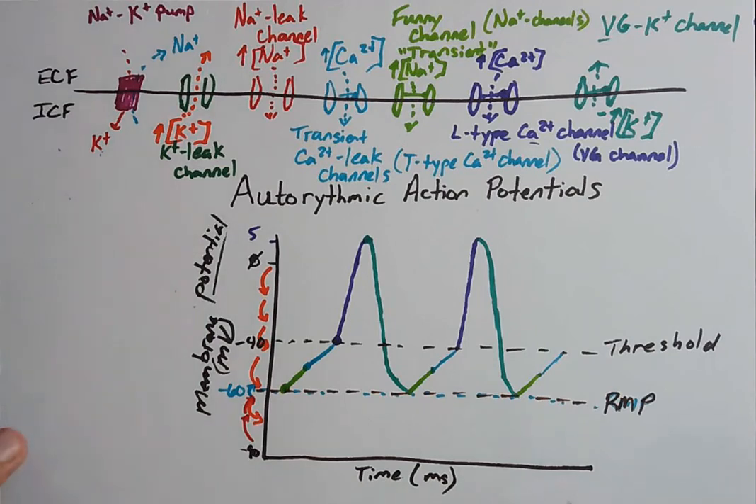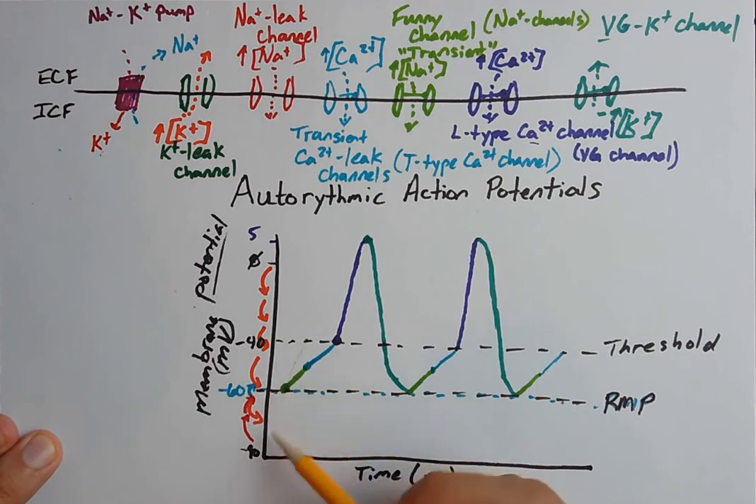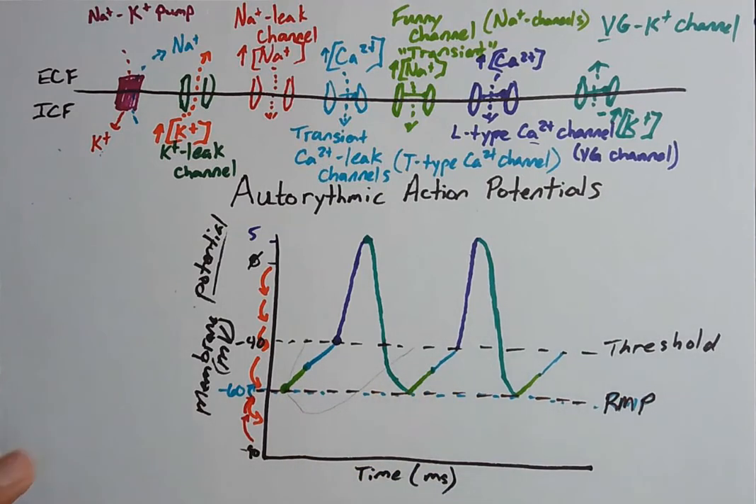What y'all are going to find out is that's how the autonomic nervous system is going to function. The sympathetic nervous system, which increases the heart rate, is going to make it so we depolarize faster, versus the parasympathetic nervous system, which is going to slow down heart rate, is going to make it so that we reach threshold slower. Sympathetic nervous system, parasympathetic nervous system, you're going to have to learn the cellular mechanisms for how that works.